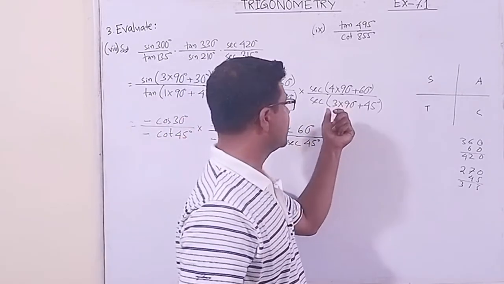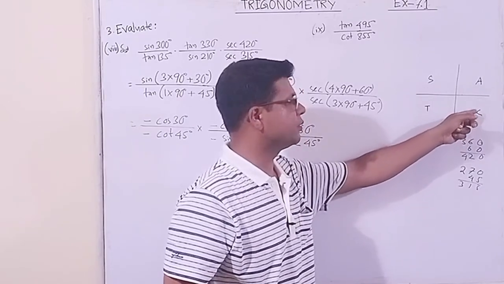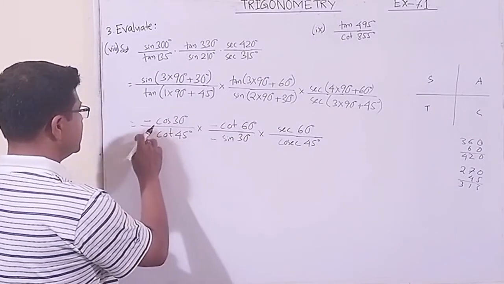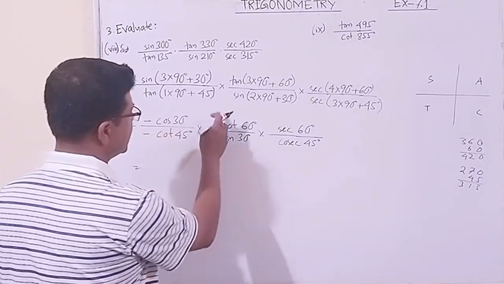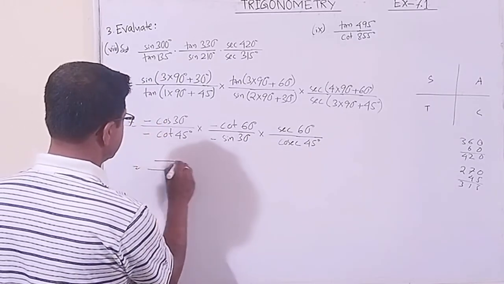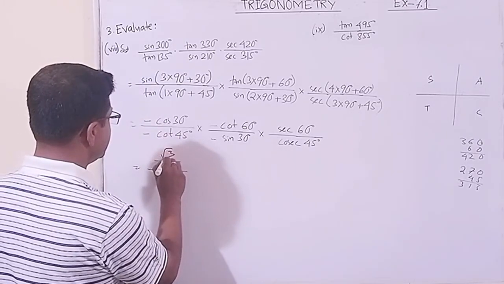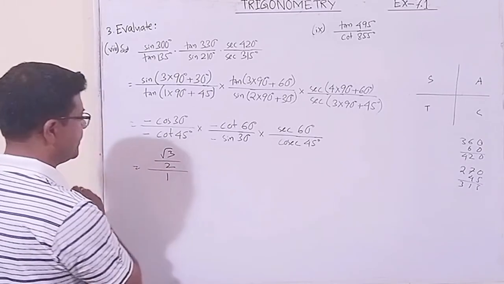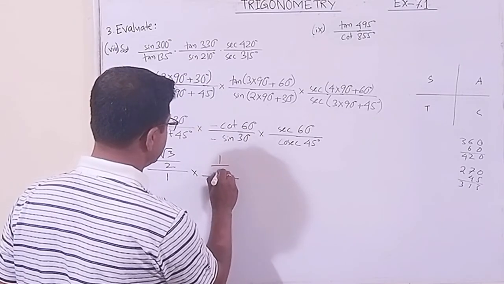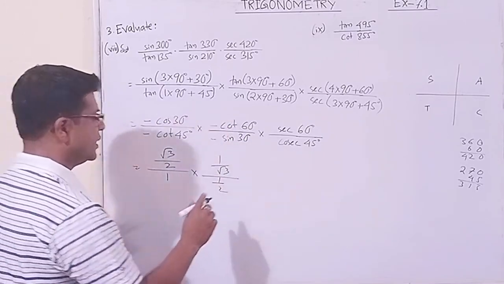Now about the sign. This is in which quadrant? 3 plus 1, 4. Fourth quadrant, sec is positive because here cos and sec, these two are positive, right? So we can assume that this negative sign is removed. Just we have to substitute the values. Cos 30 degree. Here you have to be careful so that you can put the correct values. Cos 30 is root 3 by 2. Cot 45 is 1 into cot 60 degree is 1 by root 3. Sin 30 is half. Here minus cancel.